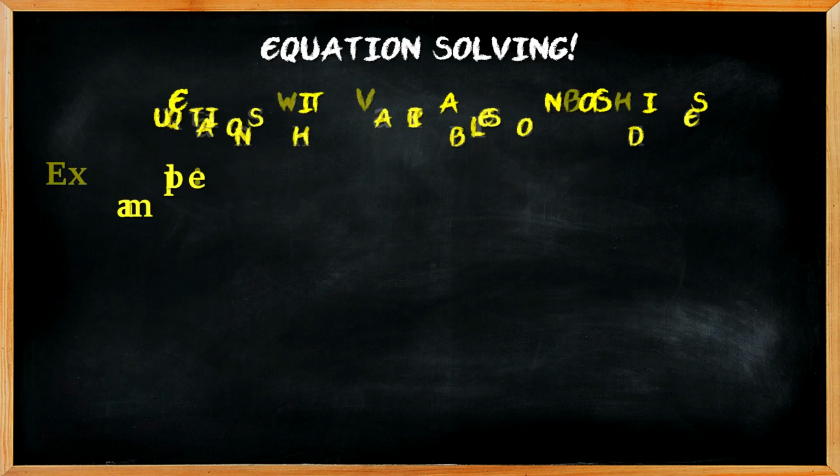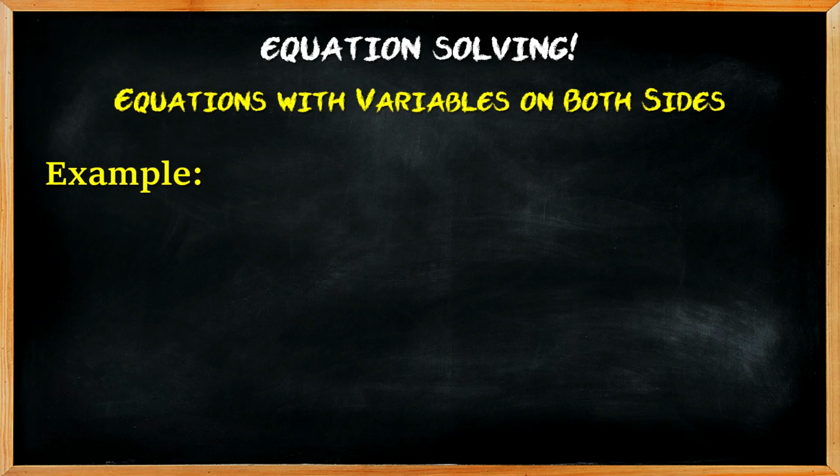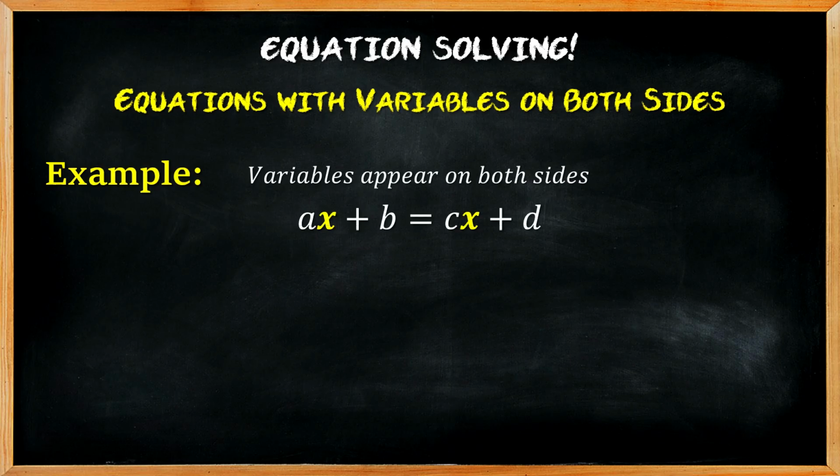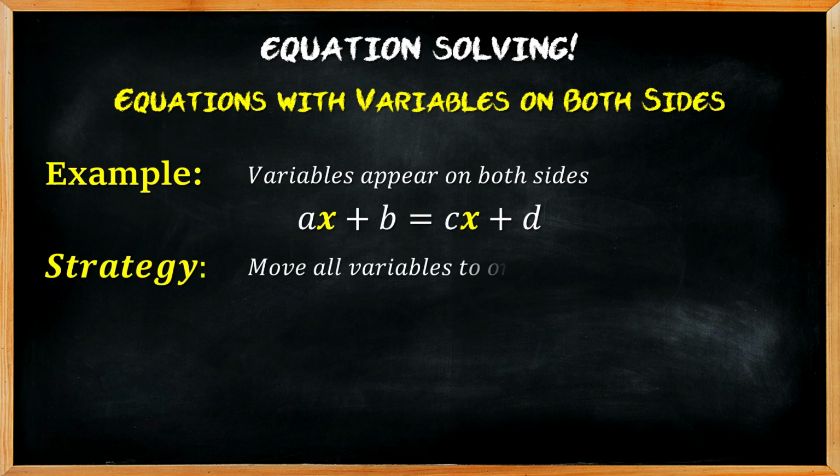When solving equations, sometimes we encounter equations that have variables on both sides of the equal sign. These require a special approach to isolate the variable. These equations have the general form where variables appear on both the left and right sides of the equal sign. The key strategy is to collect all variable terms on one side and all constant terms on the other side.